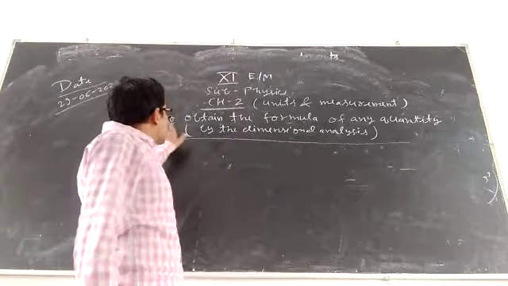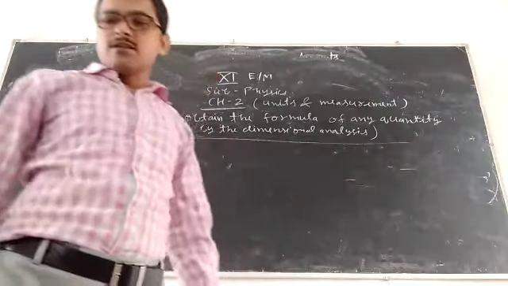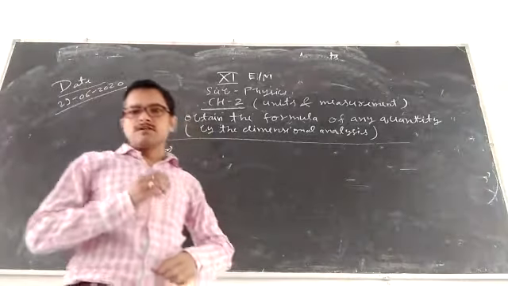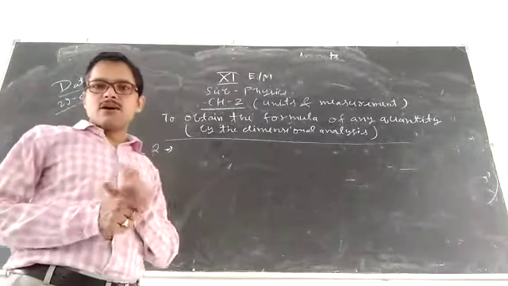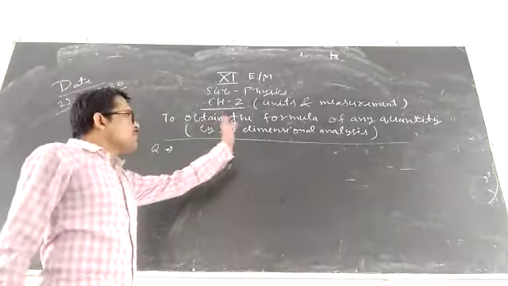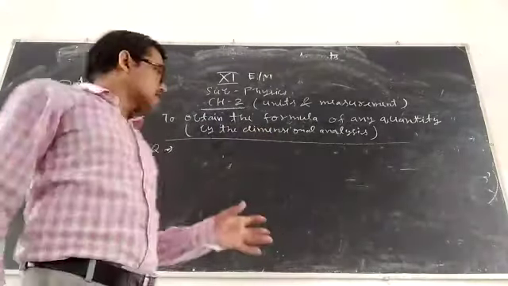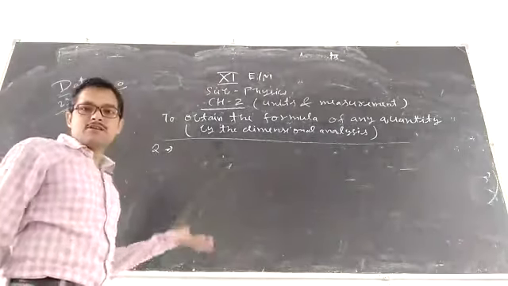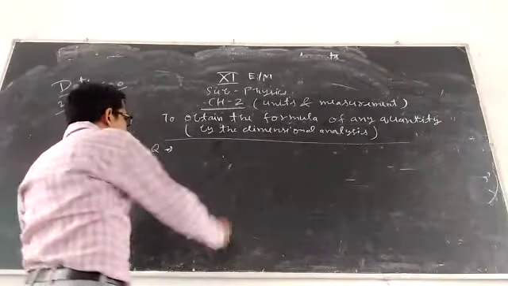Okay, I will explain two types of dimensional analysis. First is converting one system of quantities into another system. Second is checking the correctness of the formula of a quantity with the help of dimensional analysis. Third is obtaining the formula of any quantity by dimensional analysis. Dimensional analysis means you will use only dimensions and obtain the formula of any quantity. Clear, students?